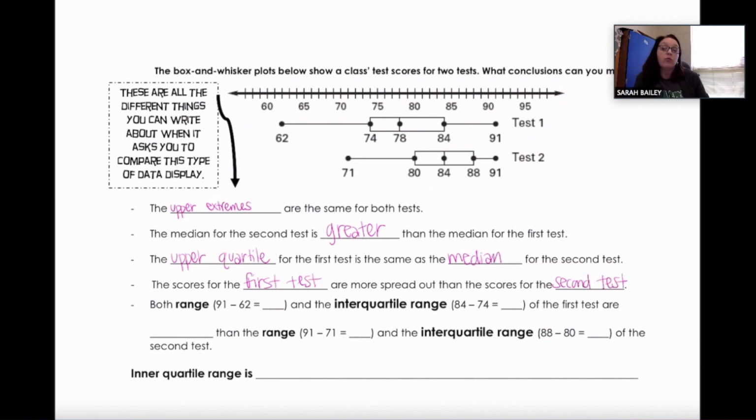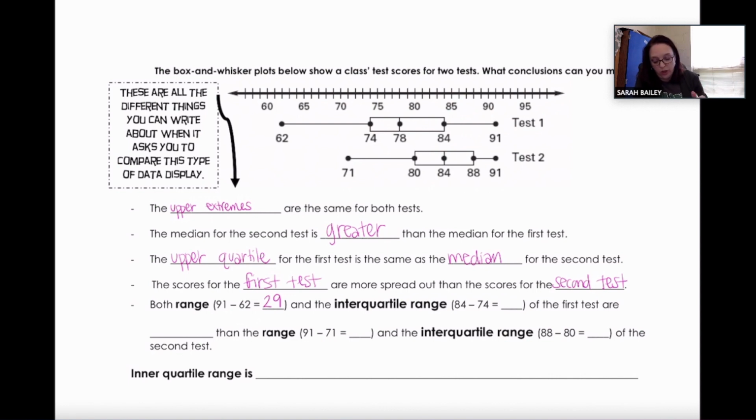Okay, now range can be determined from a box plot because we can see the highest and lowest values, right? And then there's something called interquartile range, which I'll talk about in a minute. So the range and the interquartile range of the first test are blank, then the range and interquartile range of the second test. So if I do the range of my first test, I'm doing 91 minus 62, which they've got written here. So 91 minus 62, let's see, 11 minus 2 is 9, and 8 minus 6 is 2. So the range would be 29.